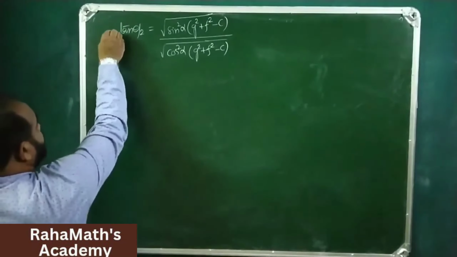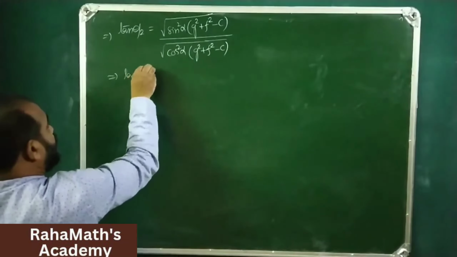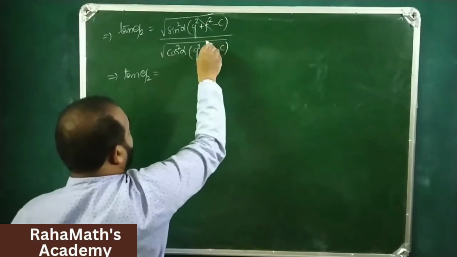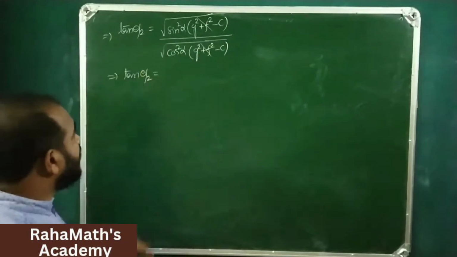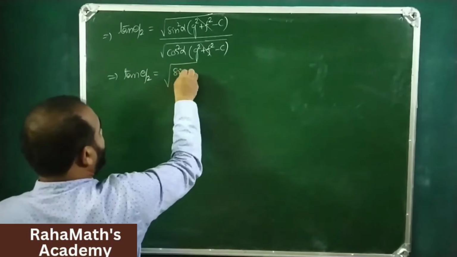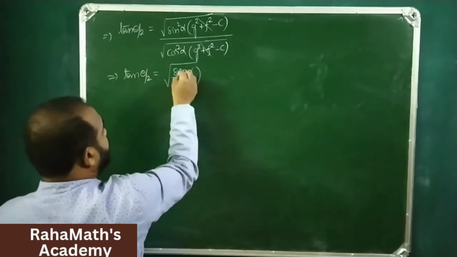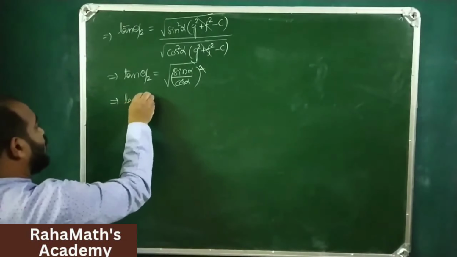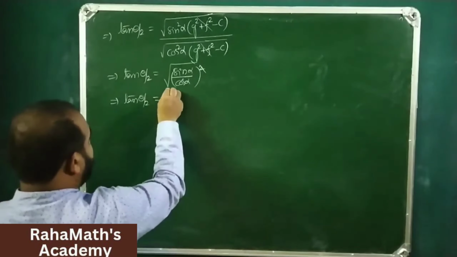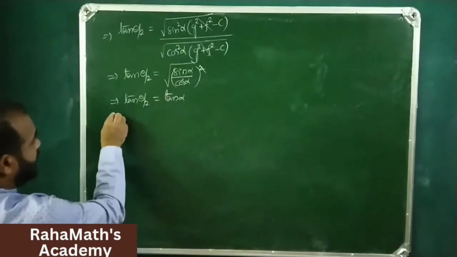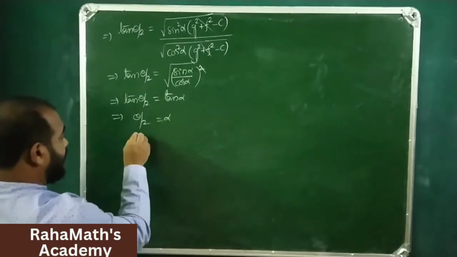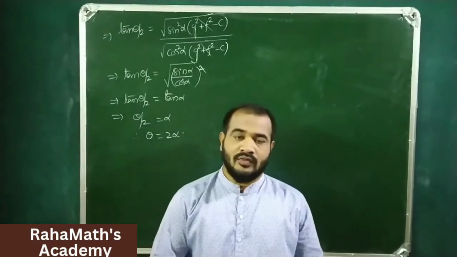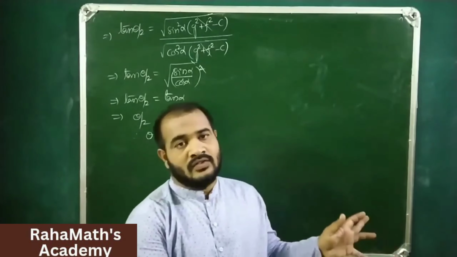So tan theta by 2 is equal to the square root of g square plus f square minus c, and this gets cancelled. This is the square root of sin alpha by cos alpha whole square. The square and root get cancelled. This implies tan theta by 2 is equal to tan alpha, so theta by 2 is equal to alpha. Therefore, theta is equal to 2 alpha. With this, we will wind up the circles chapter.